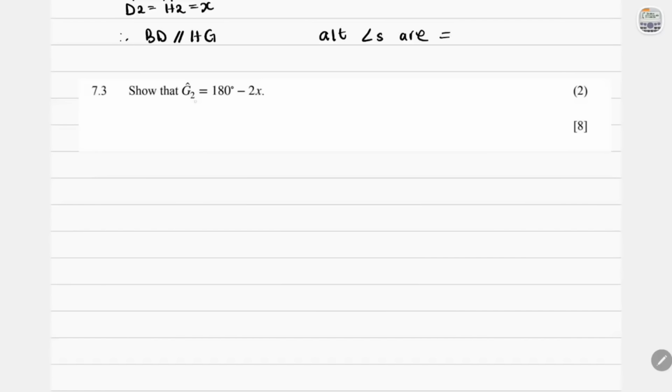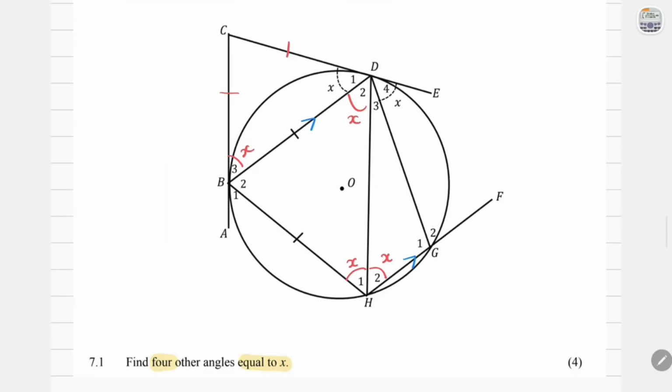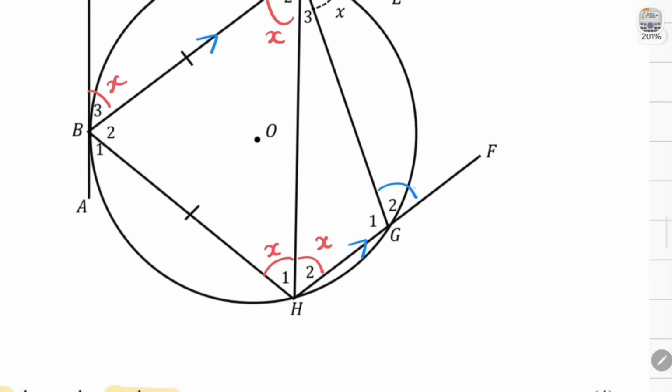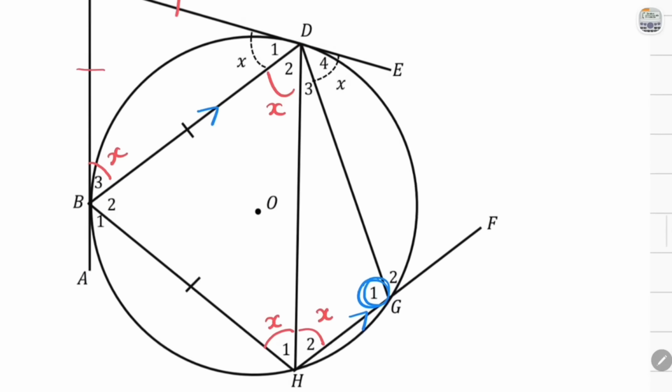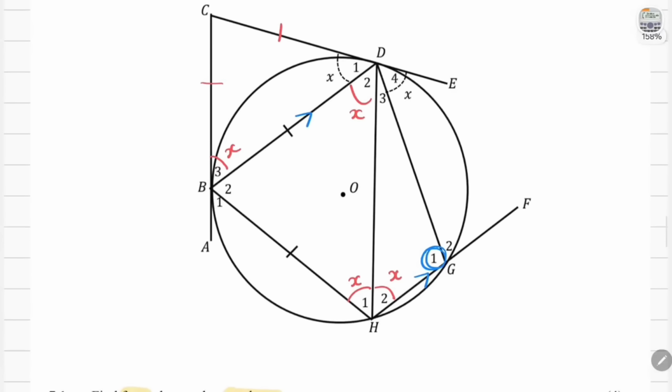Question 7.3 says, show that angle G2 is equal to 180 degrees minus 2x. So this is angle G2. Why would this be equal to 180 degrees minus 2x? Well, they use 180 degrees, so clearly they are making it refer to this straight line. Angles on a straight line add up to 180 degrees. So it's probably that angle G1 is equal to 2x. So then to find G2, you'd say 180 degrees minus 2x would give you angle G2. Okay, so why would this possibly be equal to 2x?